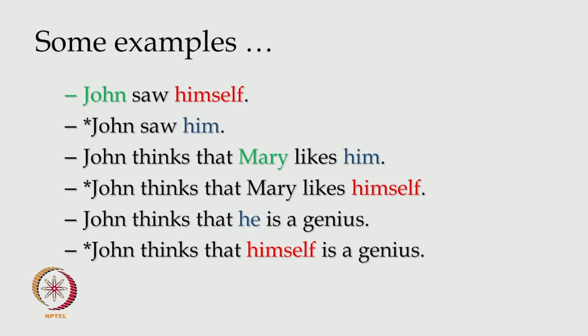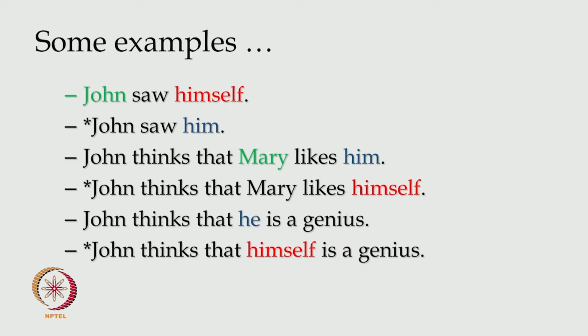Ambiguity comes in by the interpretation of the pronoun he, right? If we interpret it independently, then the sentence has a different meaning. If we interpret this pronoun with reference to John, then it has a different meaning, right? Get it? All right. Finally, John thinks that himself is a genius.